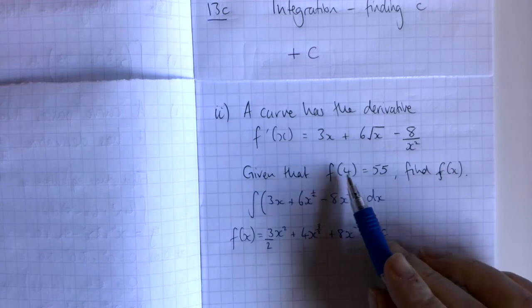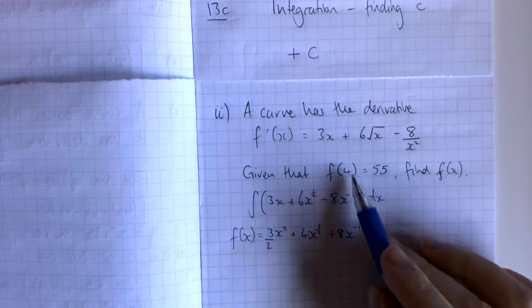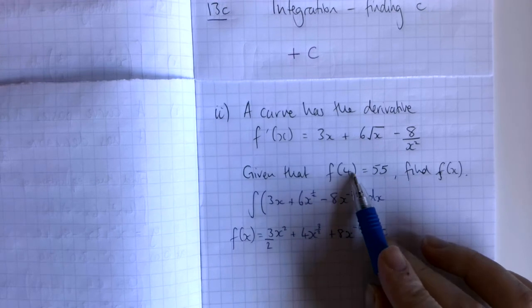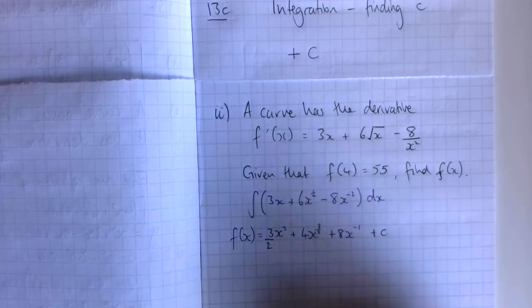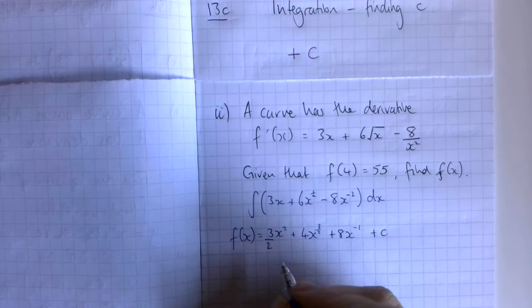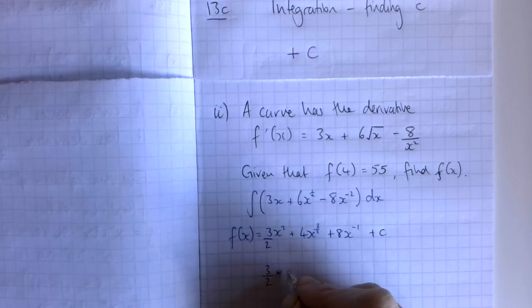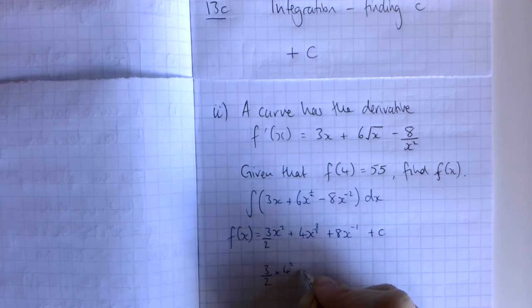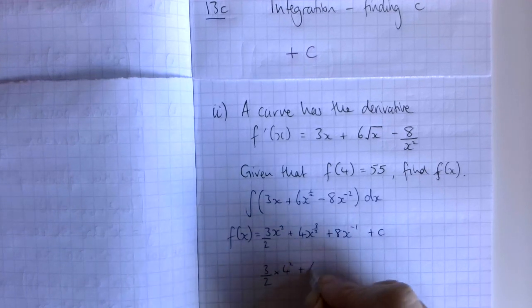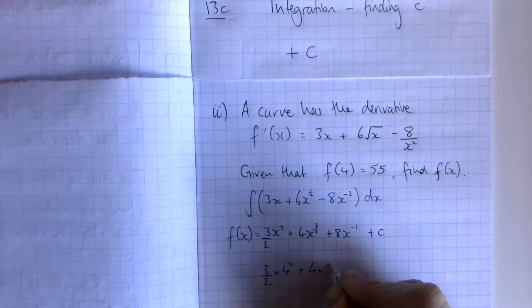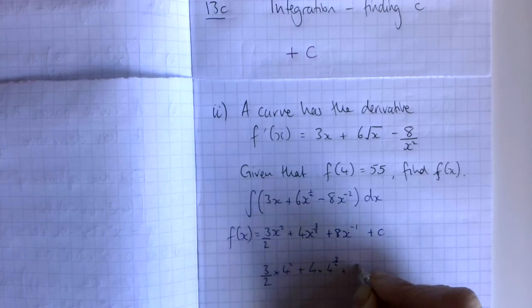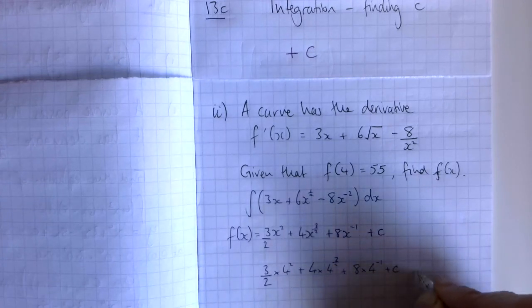So f of 4 is equal to 55. So if we replace the x's with 4's, that needs to equal 55. So just putting that all in: 3 over 2, lots of 4 squared, plus 4 lots of 4 to the power of 3 over 2, plus 8 lots of 4 to the negative 1, plus c needs to be 55.